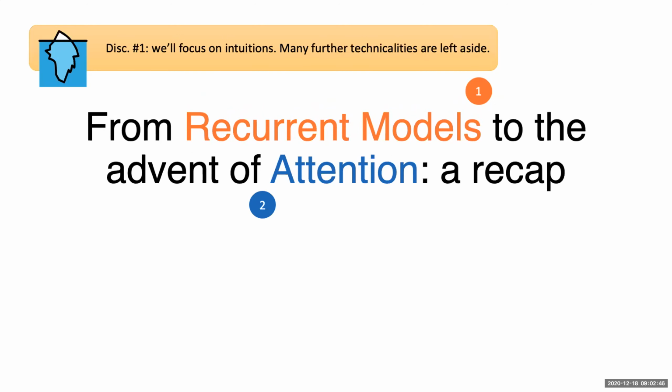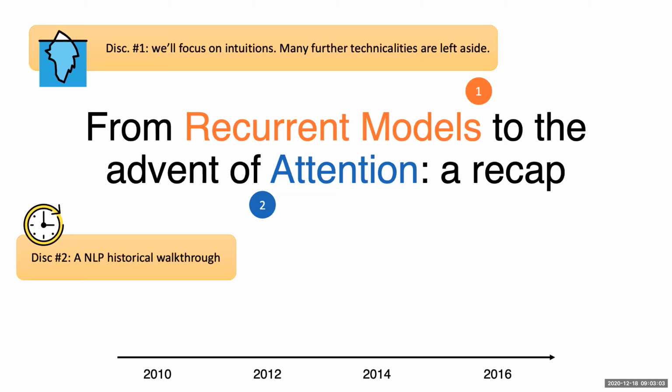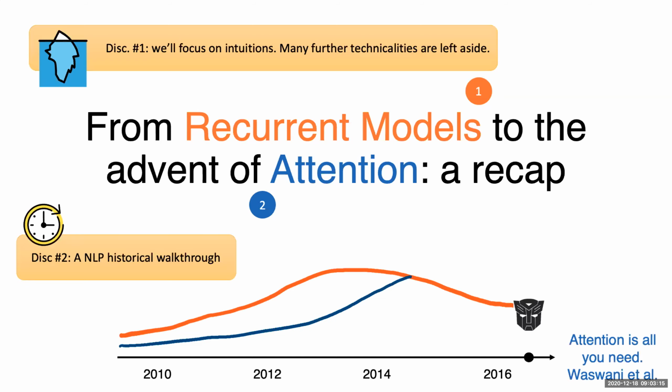And also, let me give you a temporal picture of these techniques, specifically within the NLP community. The recurrent models, which are a type of neural network, have been gaining hype between 2012 and 2014. But in 2016, the publication of the paper "Attention is All You Need" changed everything. But I'll get there in a while.